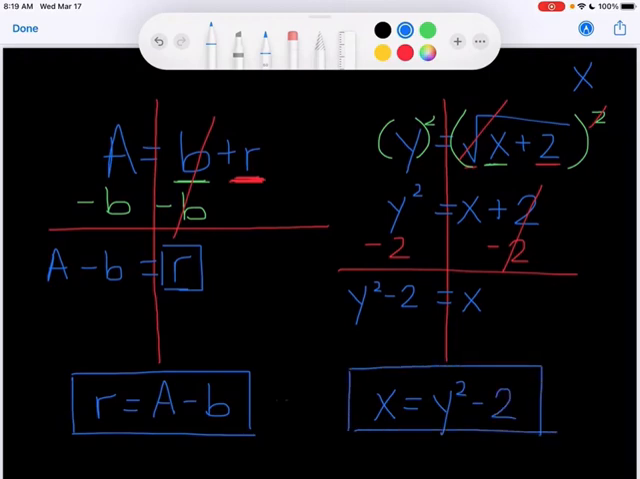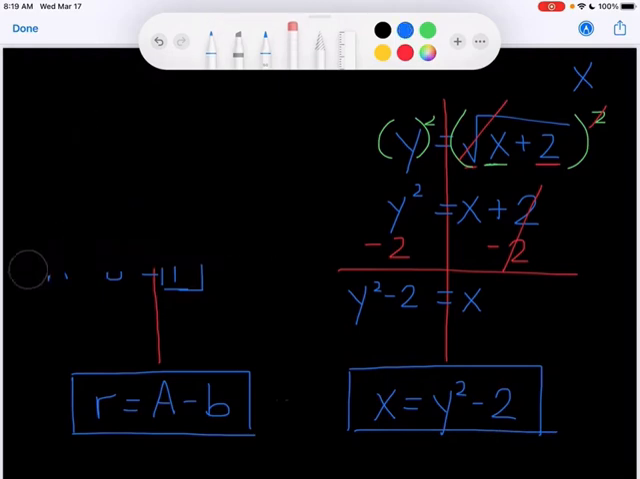I'm going to do one more. Let me erase these. I'll just erase this one. Leave that last one up.